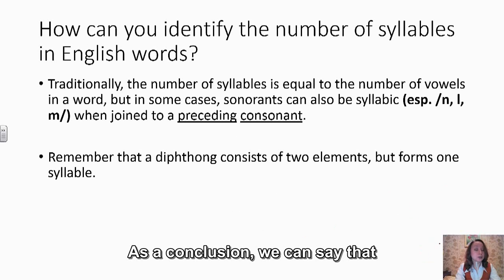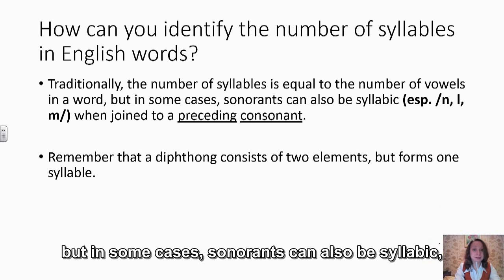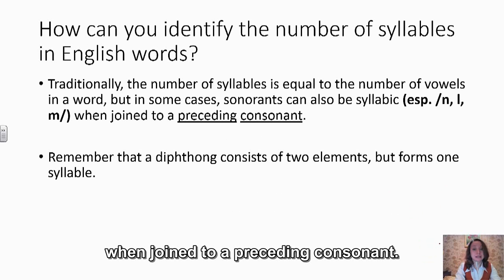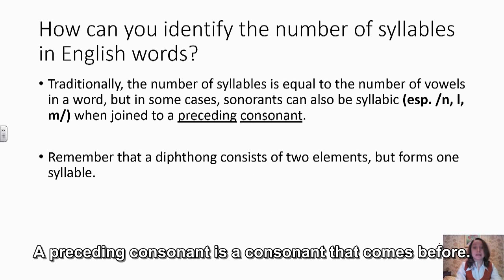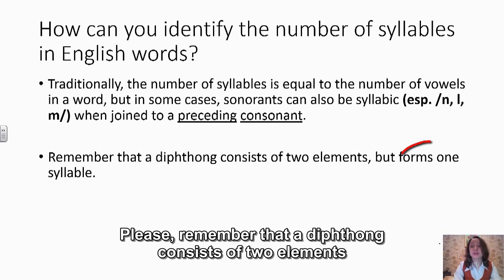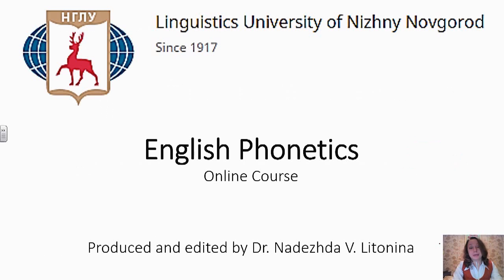As a conclusion, we can say that traditionally the number of syllables is equal to the number of vowels in a word, but in some cases, sonorants can also be syllabic, especially n, l, m, when joined to a preceding consonant. A preceding consonant is a consonant that comes before. And please remember that a diphthong consists of two elements that form one syllable. Thank you.